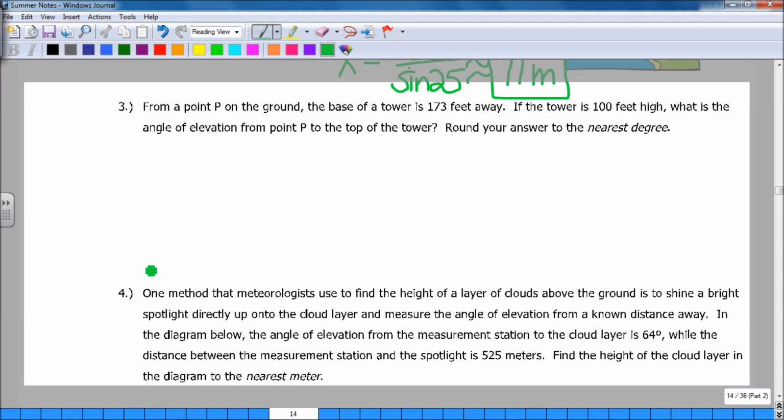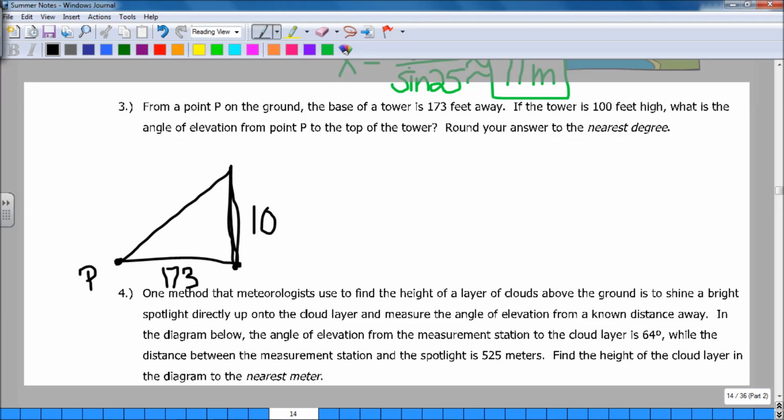Okay, let's try number 3 now. From a point P on the ground, so I'm going to draw my ground. There's a point P right here. The base of the tower, so here's the base, here's my tower, is 173 feet away. If the tower is 100 feet high, what is the angle of elevation?